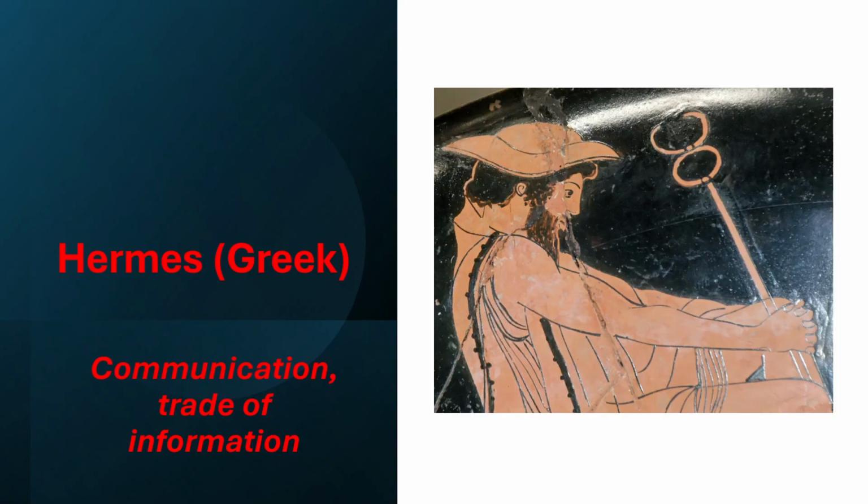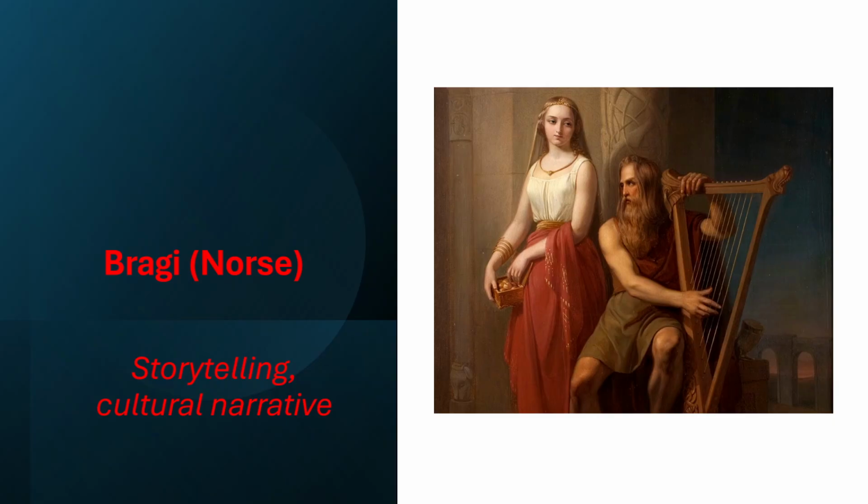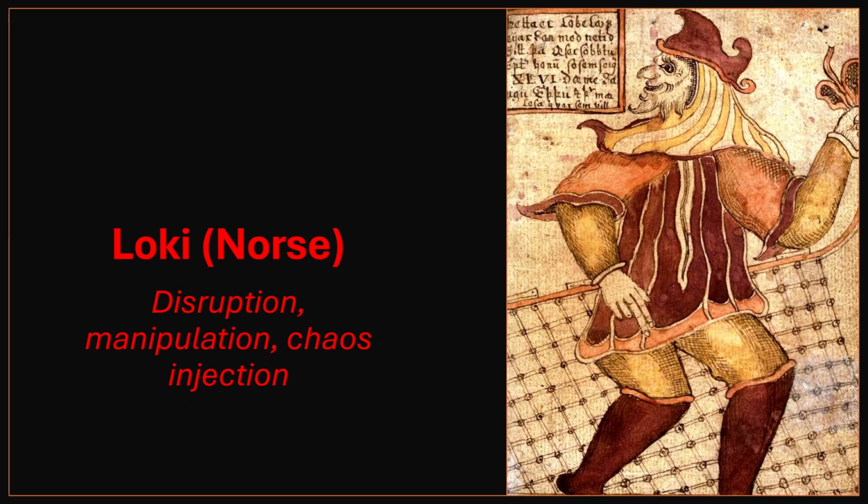Our next god archetype is information, ideology, and narrative control gods. Our first god is Hermes, who represents communication and trade of information. Apollo is the next god who represents truth, forecasting, and technocratic legitimacy. Bragi is our next god who represents storytelling and cultural narrative. Loki represents disruption, manipulation, and chaos injection.